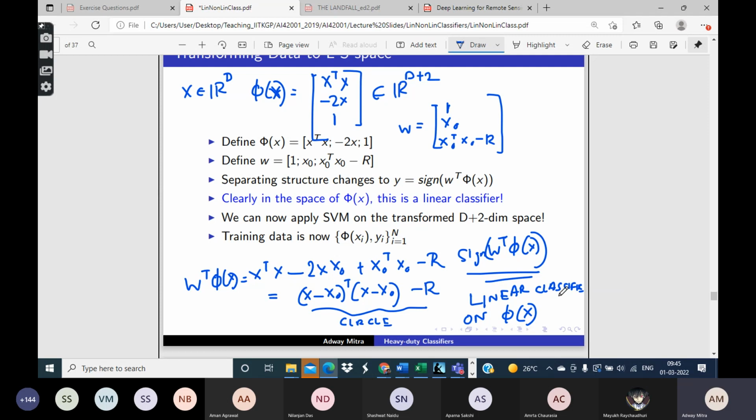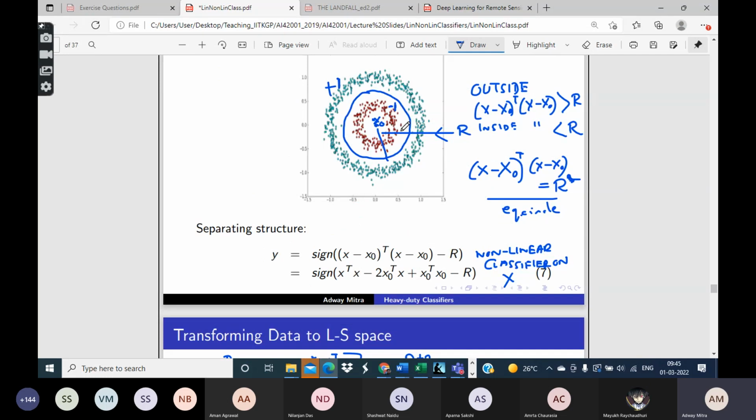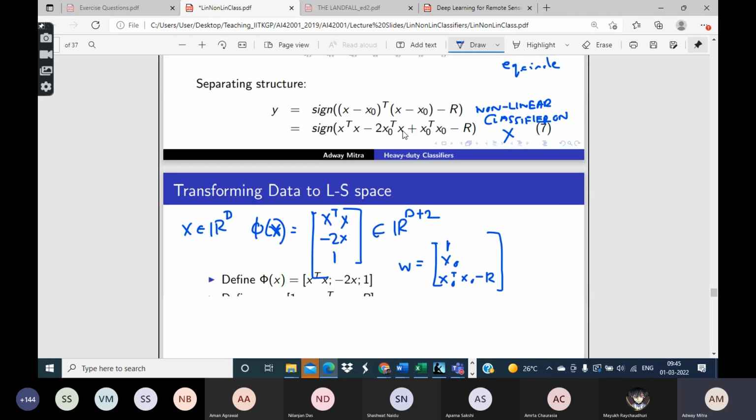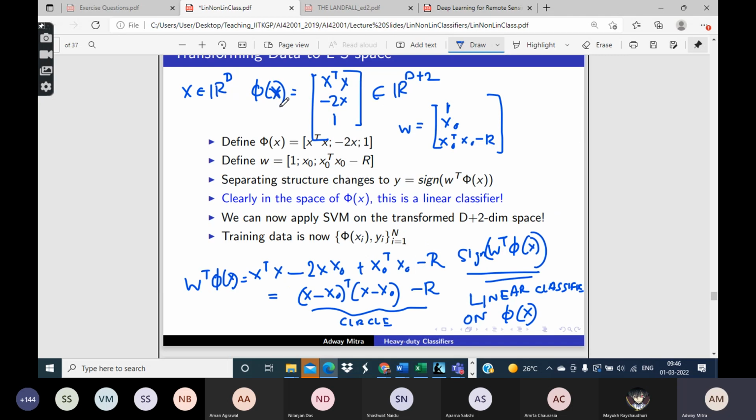So what I have gotten is that the x vectors themselves are non-linearly separable. But if I transform them to a new space called phi x, in that space I can classify them with the help of a linear classifier. The transformation itself is non-linear, but once I make the transformation, a linear classifier like SVM or perceptron can work. But the problem is how to get this transformation phi x.